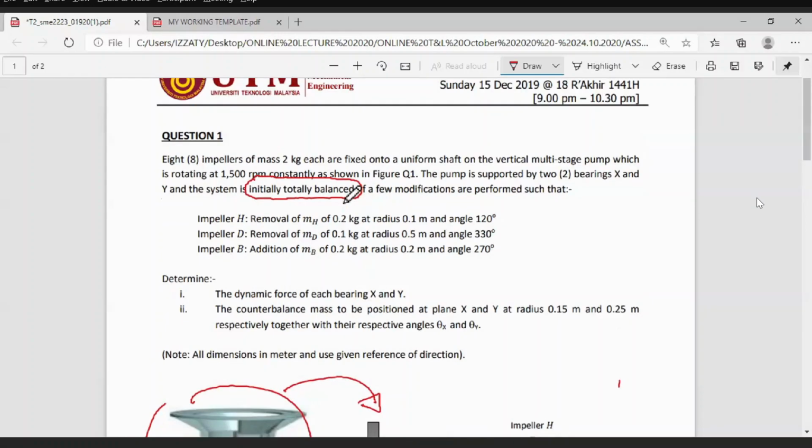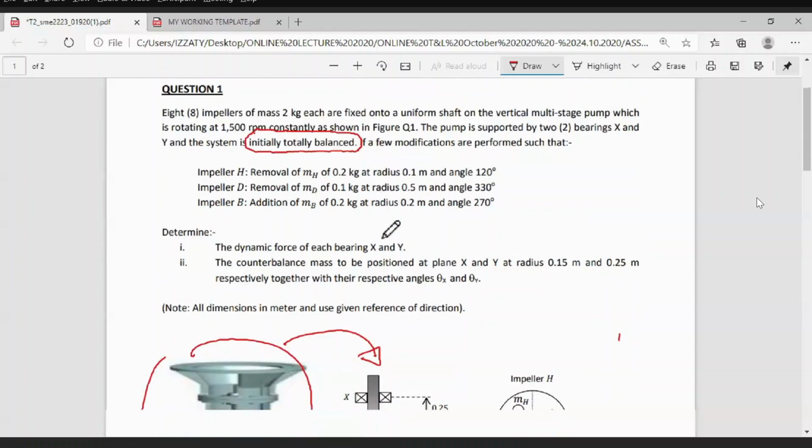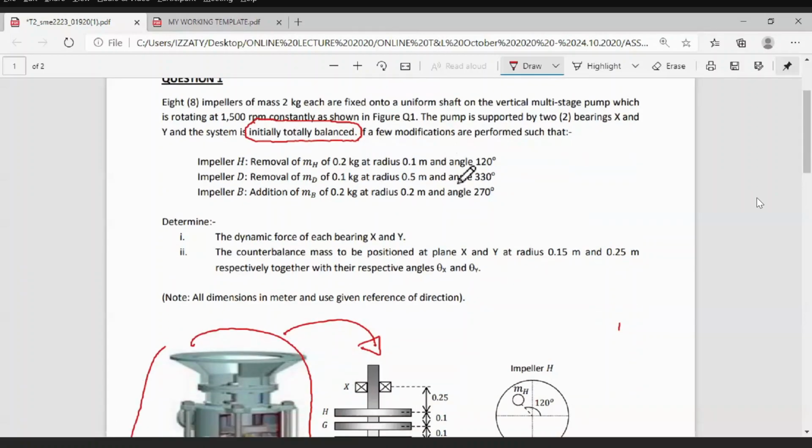Initially totally balanced simply means that every impeller is rotating about what? Center of rotation, isn't it? Or perhaps the eccentricity of every impeller is 0. Or the center of mass of the impeller is found at the center of rotation. So 3 different definitions, but they are exactly mentioning the initially totally balanced. Then a few modifications have been done on the impellers. One is impellers H, D, and B, where you have to remove and you have to add, with certain magnitude, radius, and also direction.